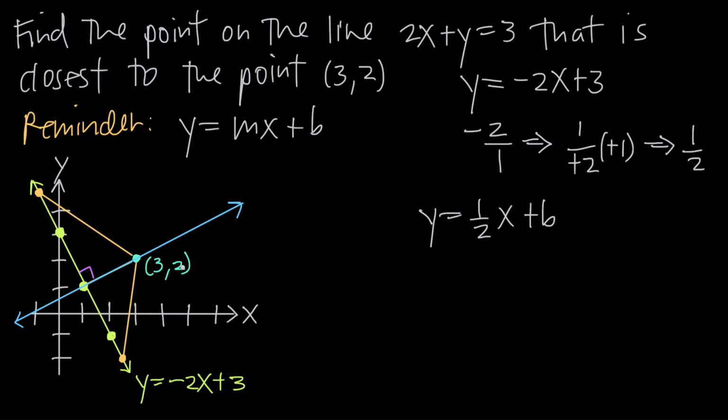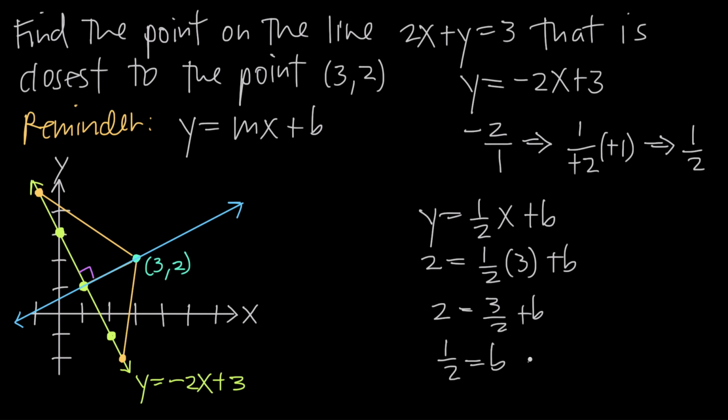Well, x is 3 and y is 2, so we can plug in 3 for x and 2 for y in order to find b, and therefore get the equation of this line. So we'll say 2 equals 1/2 times 3 plus b. 2 equals 3/2 plus b. We'll subtract 3/2 from both sides, and we'll get 1/2 is equal to b.